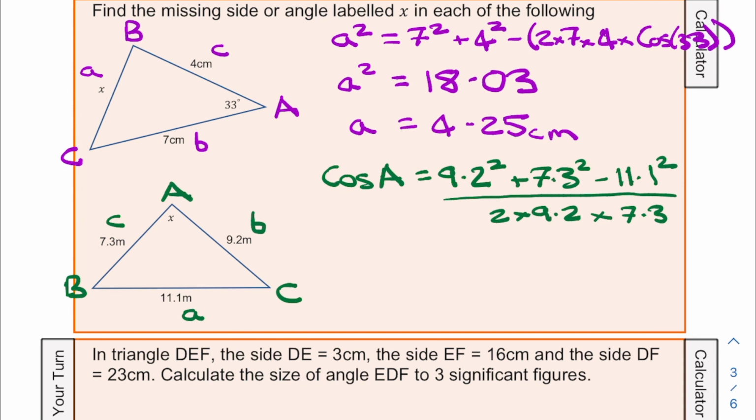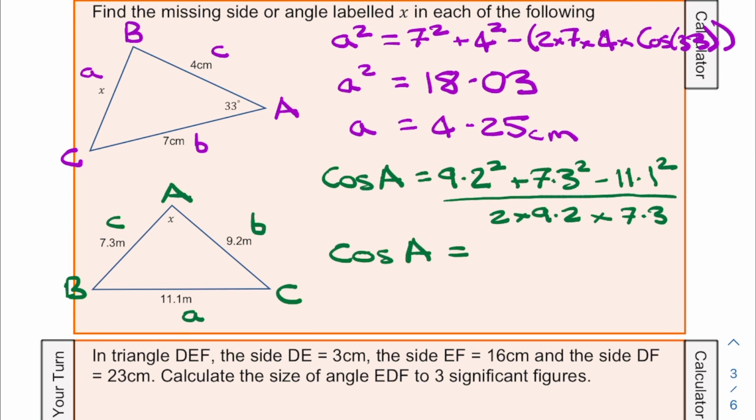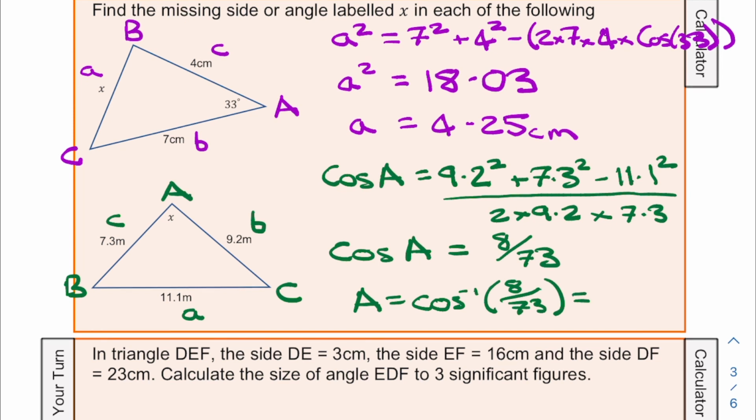Then what I'm going to do is put that right-hand side into the calculator. And that gives me a fraction actually, so you can write it as a decimal or a fraction, but the fraction is exact. So I get 8/73. And then to get rid of the cos on the left-hand side, of course we need to inverse cos. So A is going to be equal to inverse cos of that fraction. And that gives me 83.7 to three significant figures.